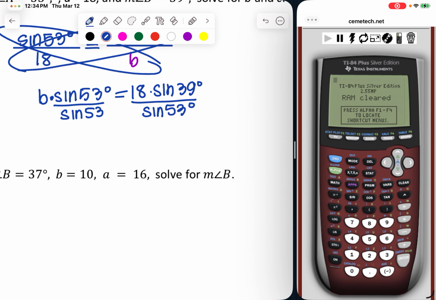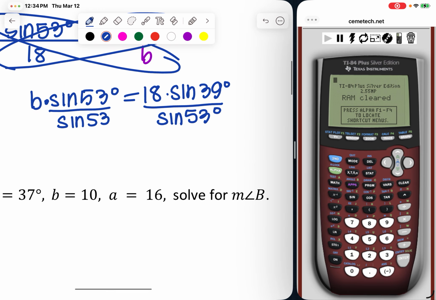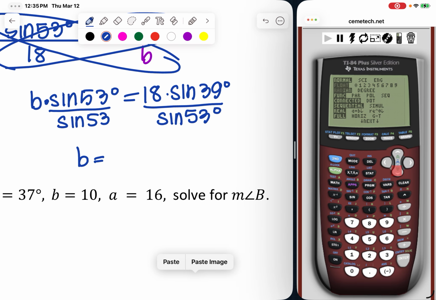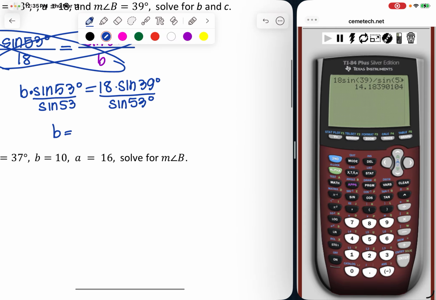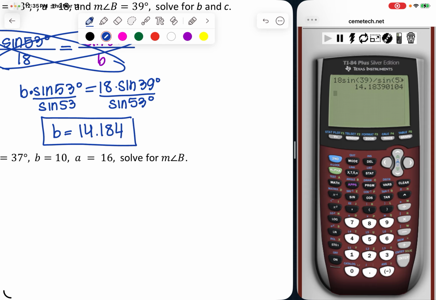All right, so first off, this is degrees here that I'm typing in my calculator. So I want to make sure my calculator's in degree mode, which mine is not because it restarted. So we go to degree mode, hit enter. Okay, and now I'm going to type this. So 18 sine of 39, close the parentheses on the 39, divided by sine of 53. Close parentheses, hit enter. And we're rounding all of our answers to nearest thousandths. We're doing 3 decimal places for everything. All right, so that is 14.184, and that's the length of side B.